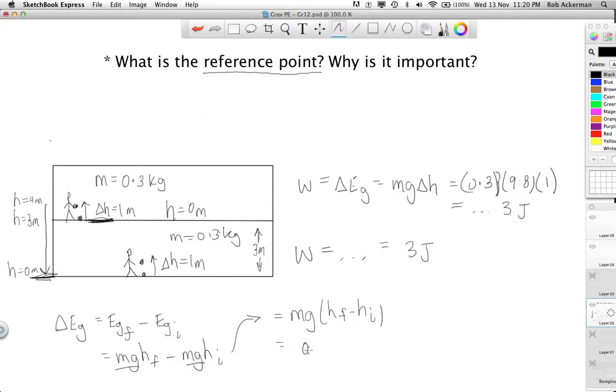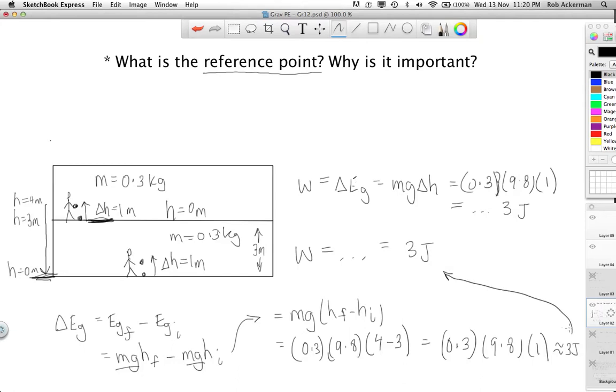The mass that we said was 0.3, g is 9.8, very close to 10. Height final, 4 meters for the lift up to the top, 3 meters for the initial height, so 4 minus 3. Guess what? You end up with the exact same answer that you had before. This is approximately 3 joules. Same as here, same as here. So the reference point matters depending on what sort of motion you're going to analyze, but luckily the amount of work done is the same in either case. It's really, in a way, just a matter of frames of reference. Okay, moving on.